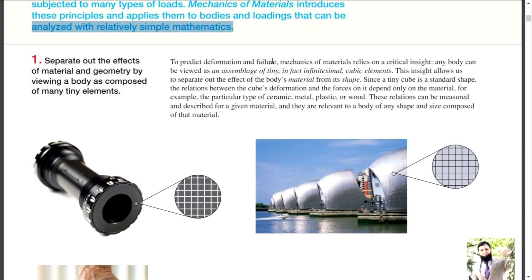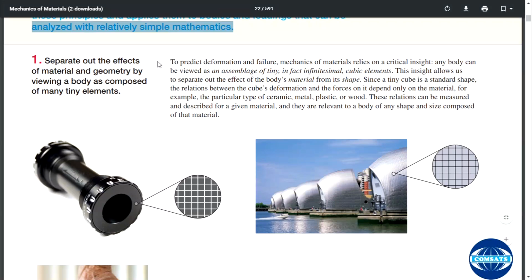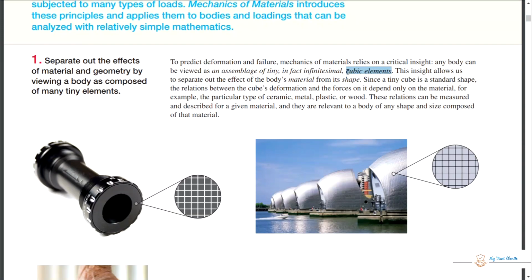To predict the behavior and failure, mechanics of materials relies on critical insights. That is, any body can be viewed as an assembly of teeny infinitesimal cubic elements. Cubic elements, whether it is necessary or not, is a question which I will be asking you later when you are doing some masters, that cubic elements can be ignored or some other type of elements can be brought into the picture.